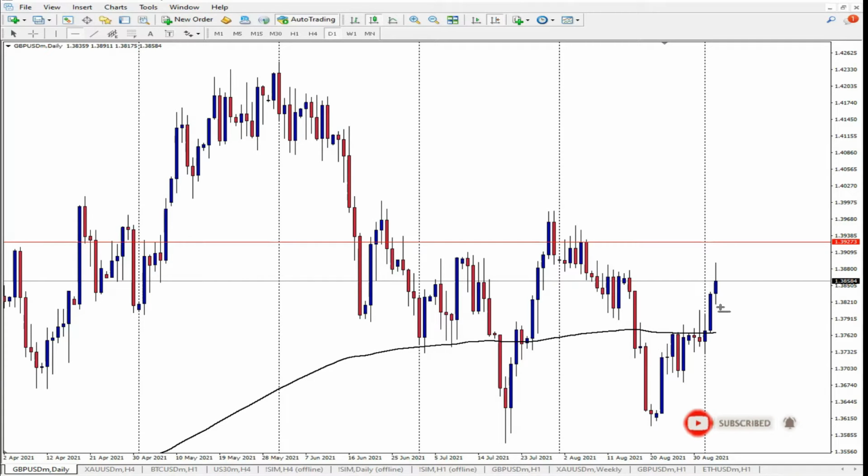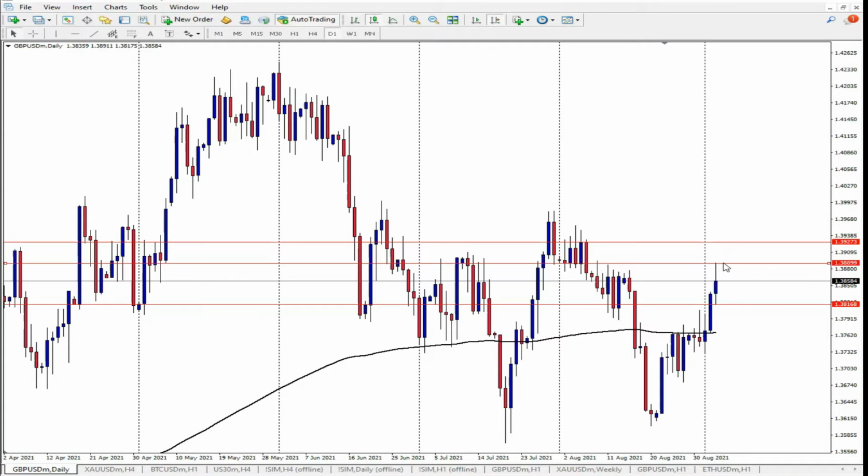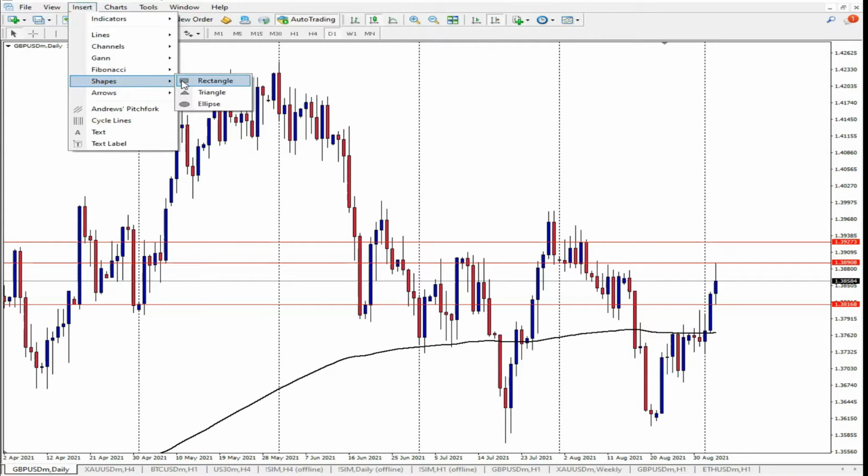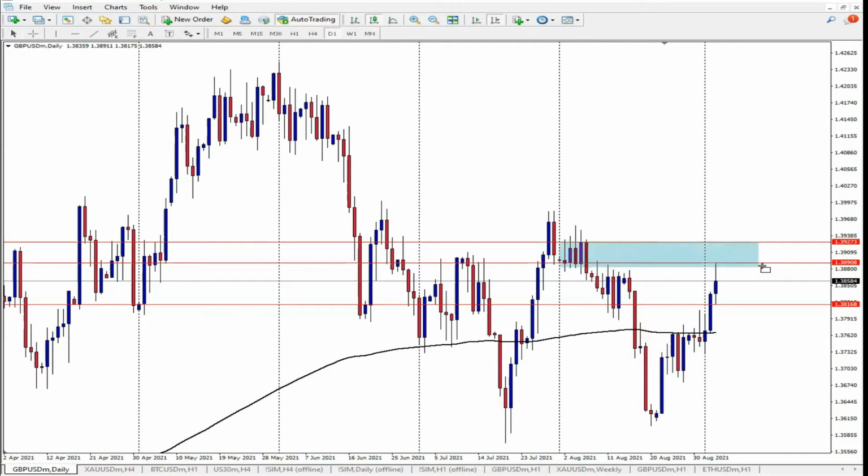So first of all, I'm going to take the low of Friday's close or Friday's candle. Then I'm going to take the high of that candle. This is on the daily. As you can see, price pushed to 1.3890, then dropped to 1.3858 area. So if you take a look at this shaded area, this entire zone, that is a supply.